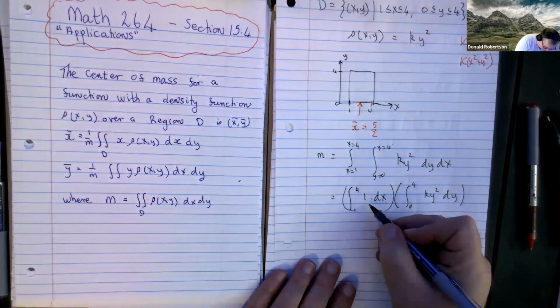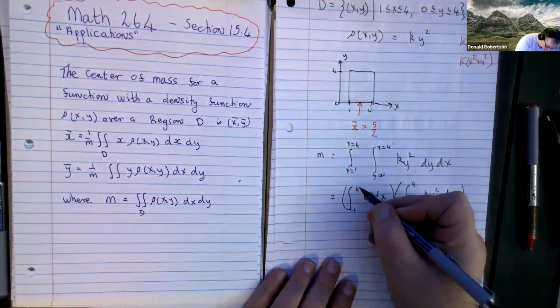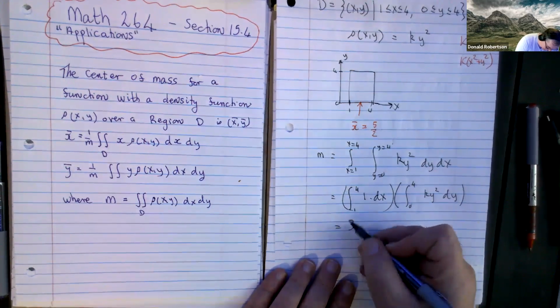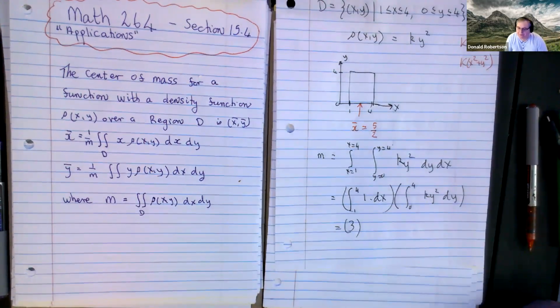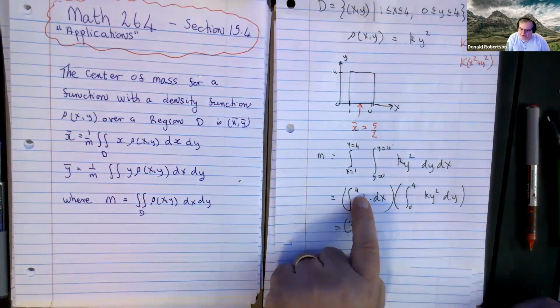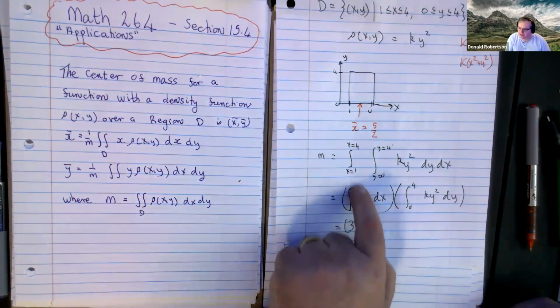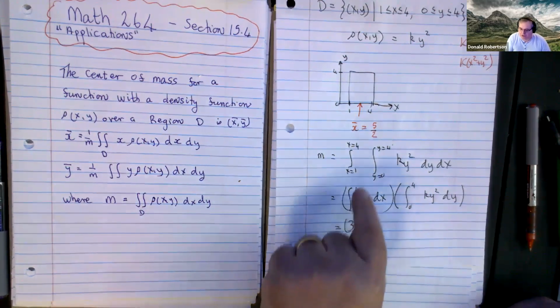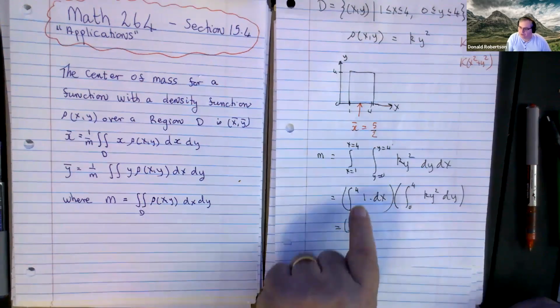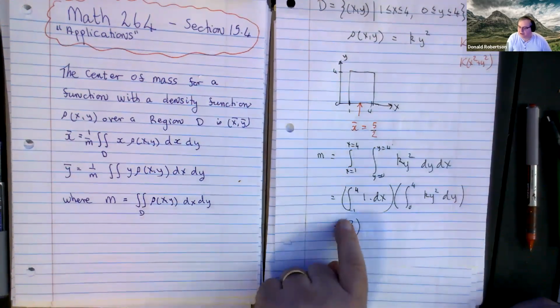If you integrate this guy, you get x. x from 4 to 1 gets you 3. That's how I can do those ones so quickly. If this is a 1, the answer is just the difference from the start to the finish. So if this was 0 to 20, that would be 20. If this was 1 to 40, that would be 39.